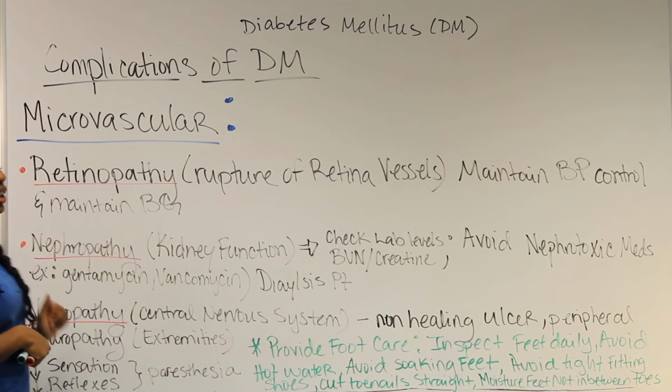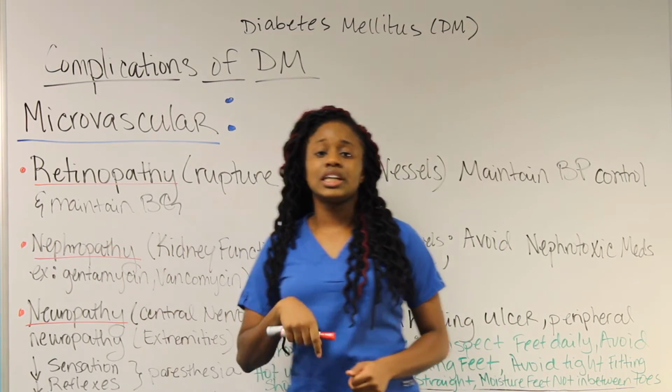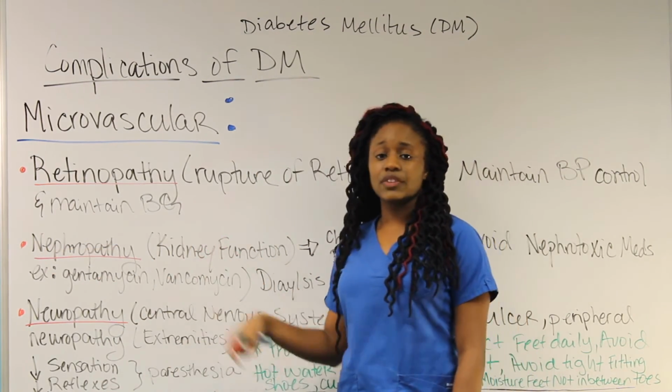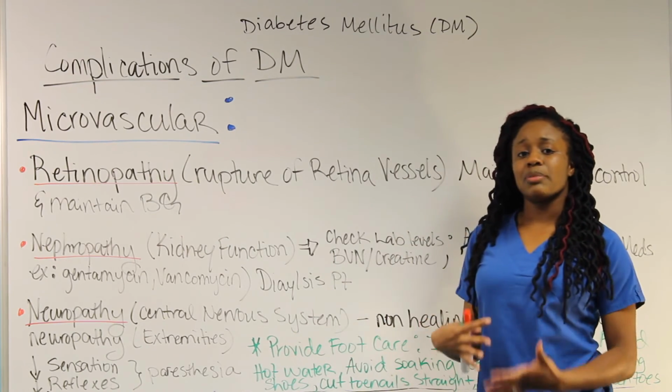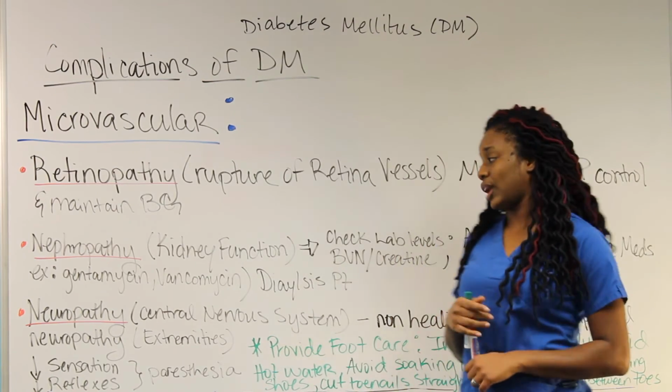All right, next one is nephropathy. Nephro, all right, is kidney. So we're talking about the kidney function, okay? And this is why a lot of diabetics, you see them on dialysis, or they have a bad kidney, or they need a kidney transplant, right?